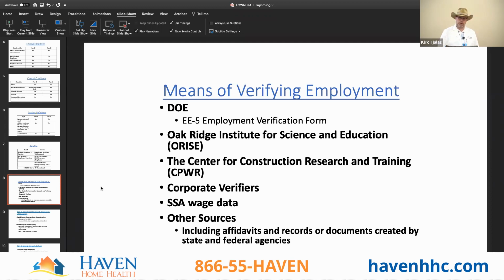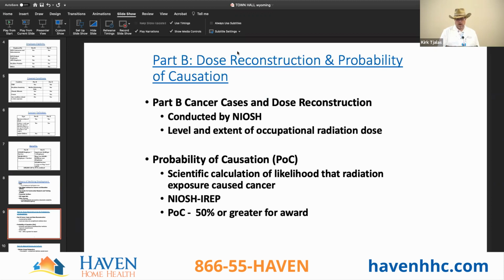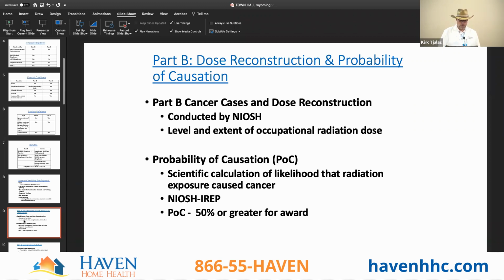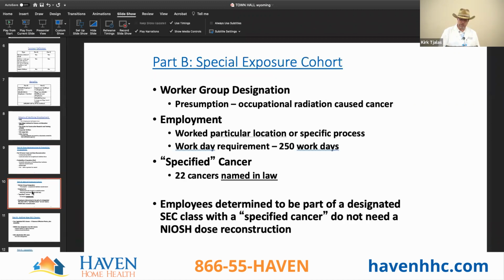For means of verifying employment, there's a form called an EE5. We talked about the Social Security wage earnings, and we also talked about affidavits. Under Part B, what's required for a covered cancer is a dose reconstruction and probability of causation. Wow, is that a mouthful? Dose reconstruction and probability of causation. I'll let Mr. Hugh Stevens, he's an expert on that, tell a story or two, because reading from these slides would be very dry. So we're going to leave that to the lawyer.